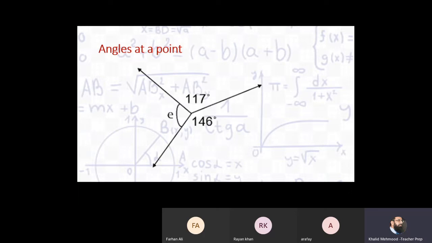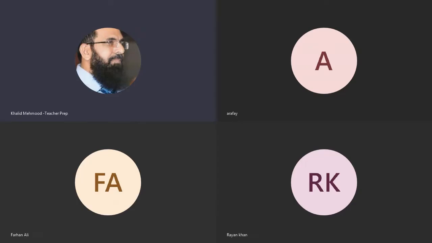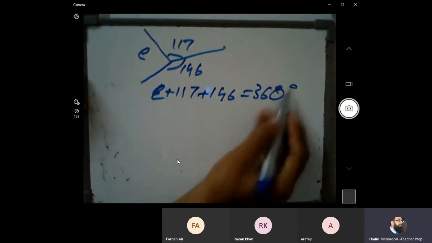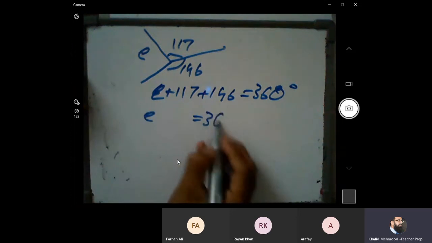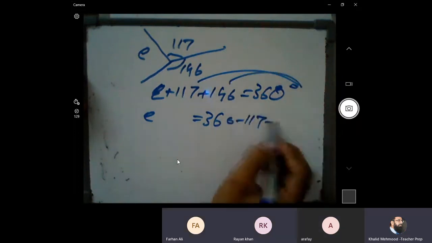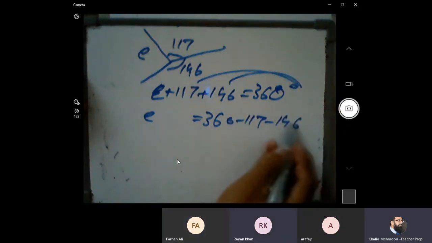There is E, and 117 and 146. So now we'll be doing E plus 117. We'll be writing like this and solving. This is E plus 117 plus 146 is equal to 360 degrees. So it means E is equal to 360 minus 117 and minus 146, because these are in the wrong place.